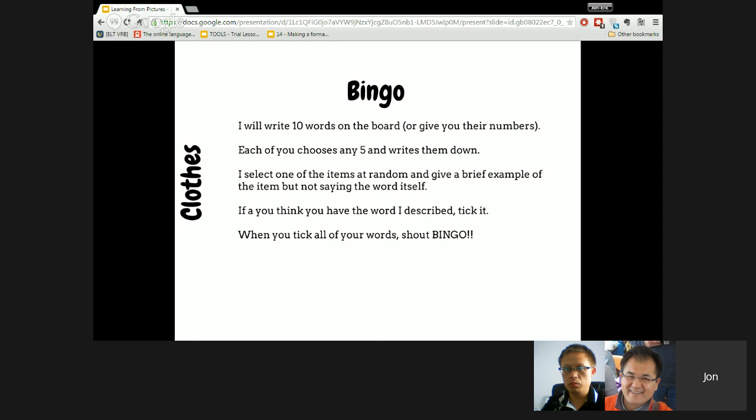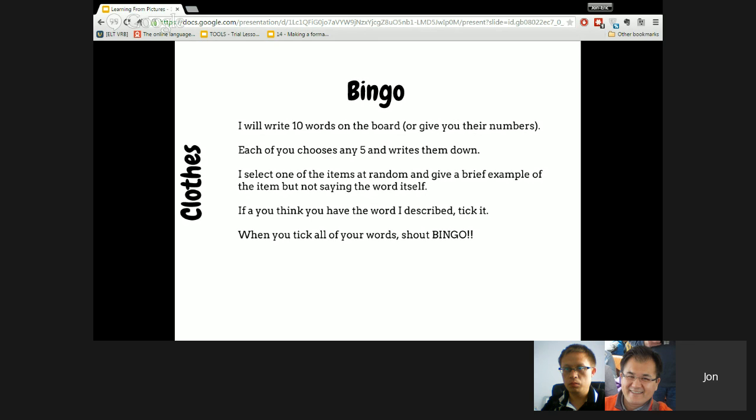Okay. The next item of clothing is something that you wear on your torso. A woman would wear this on her torso. It usually has buttons on it. The next, no one has bingo yet.